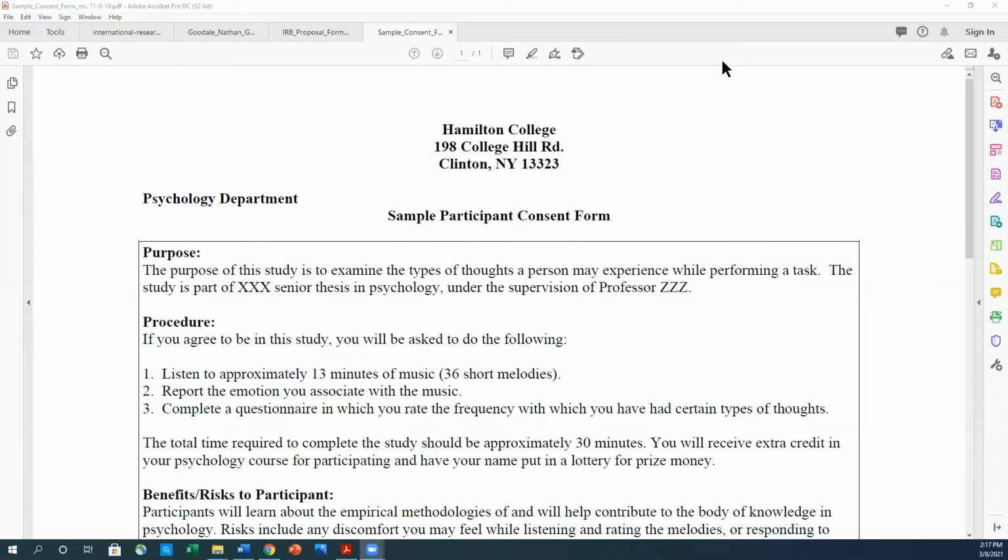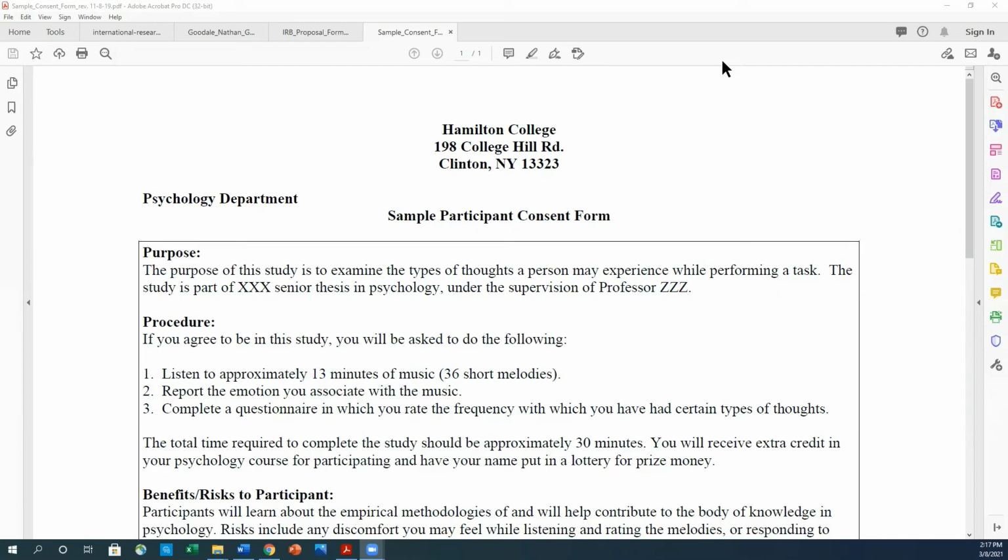Now, about that informed consent. This is the subject of a good deal of scrutiny by the IRB, so you really need to do this correctly. There are several elements that have to be present. The first is your purpose. So you see that right at the top of the page.